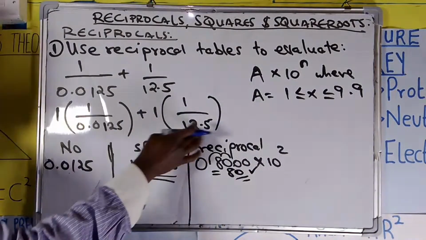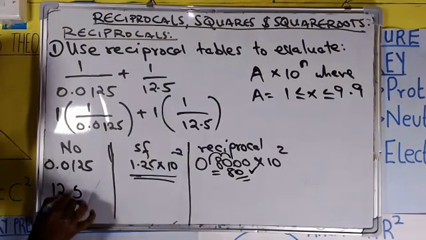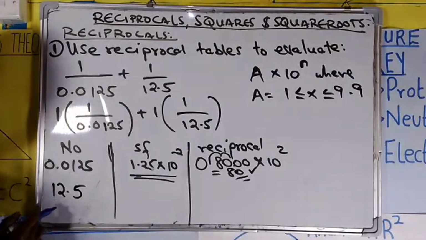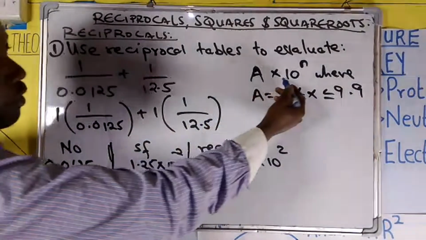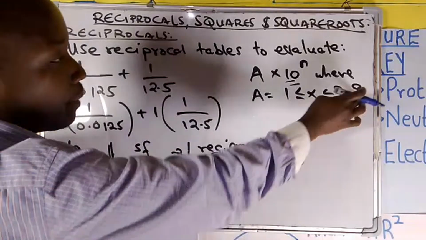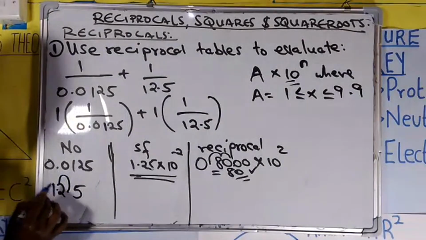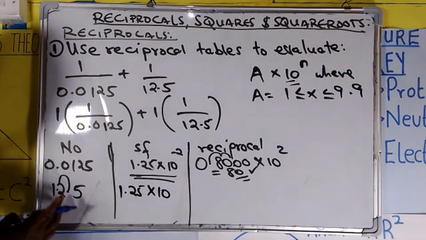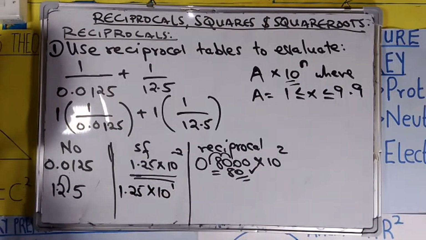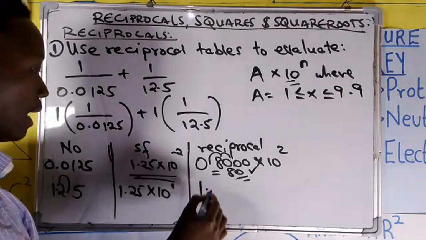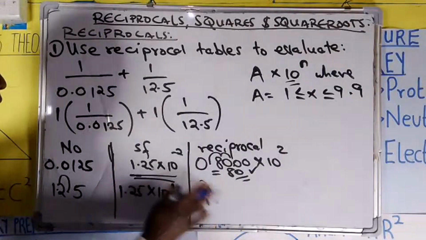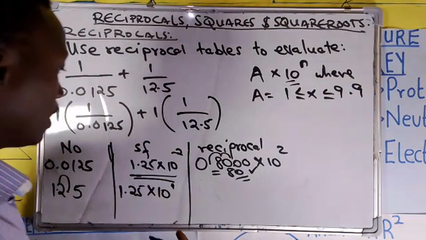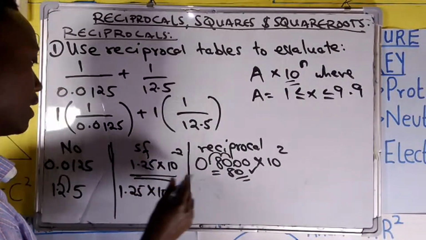Then we proceed to the second one, 12.5. For 12.5, we are going to write this number in standard form. We will take our decimal towards this side, and it is going to be 1.25 times 10. Because we have moved back one step, it will be to power 1. We find the reciprocal of 1.25. The reciprocal of 1.25 still remains the same.